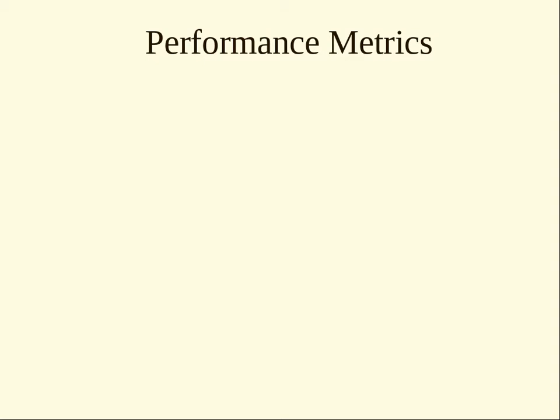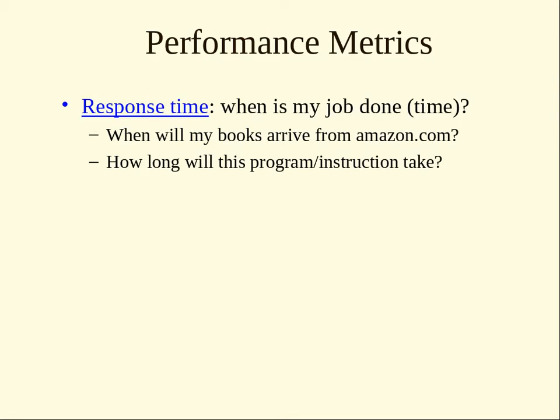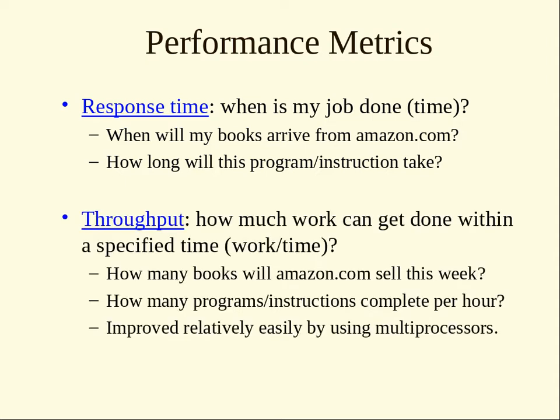Alright, so before we go on to that, let's talk a little bit more about performance metrics, because it is important to realize what it is that pipelining is improving. First off, there's the response time, aka when my job is done, i.e. when I give you a job, how long does it take to come back? When will my books arrive from Amazon? When will and how long will this program or instruction take? Those are two examples of response time. You start off something, when is it going to come back?